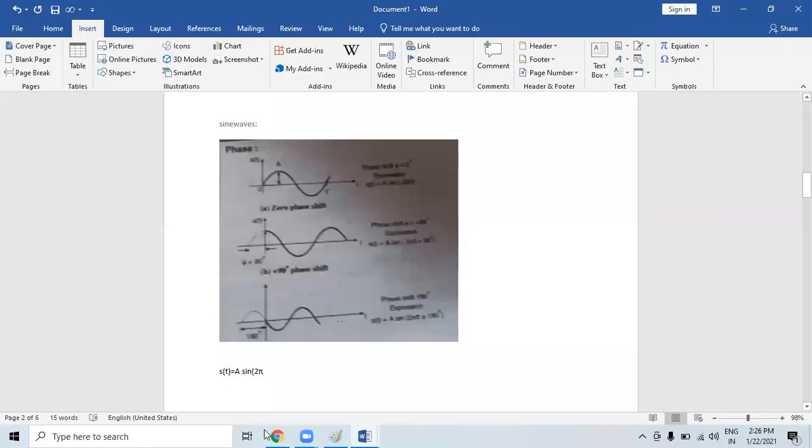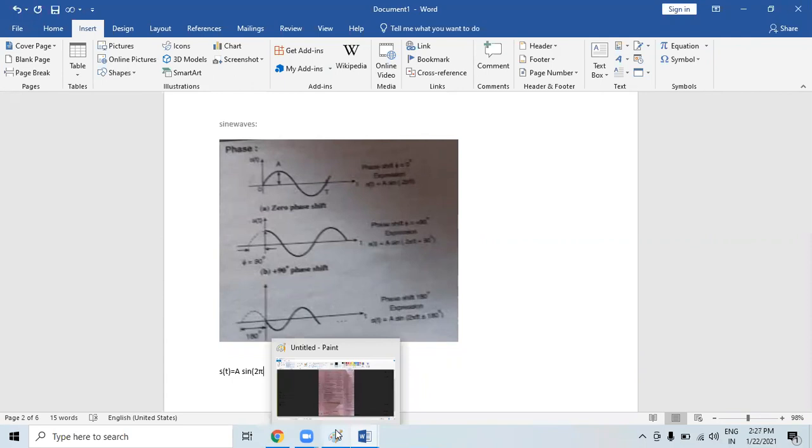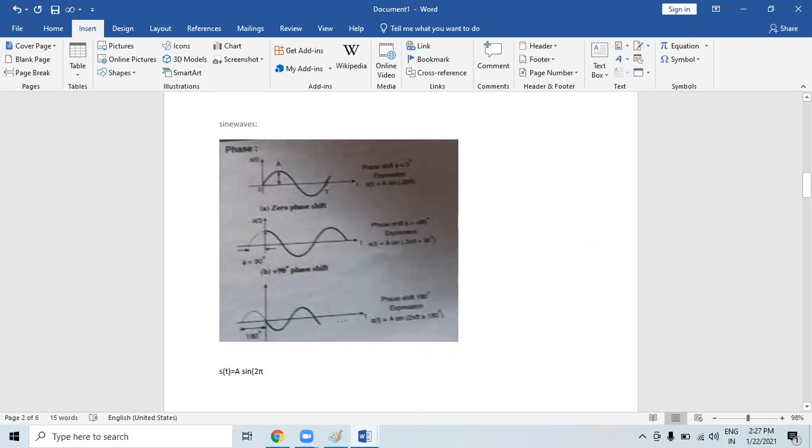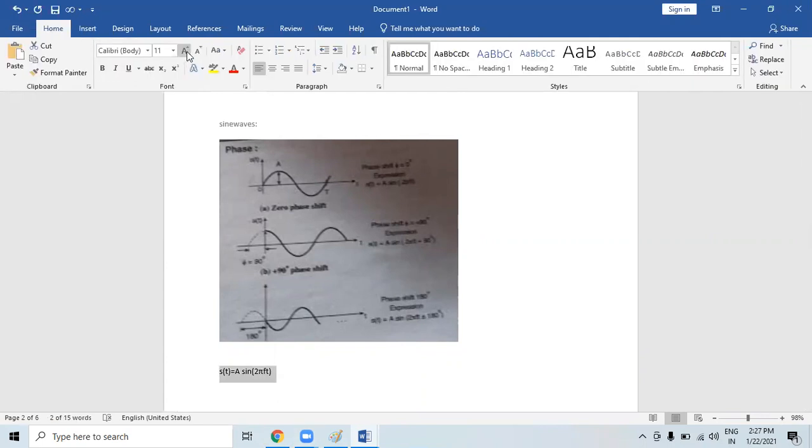So s(t) equals A sin(2πft). This is about the phase, which is a zero phase. This is nothing but a zero phase shift. It is called zero phase shift. Okay, the 90 phase shift is having, instead of this, like this only.